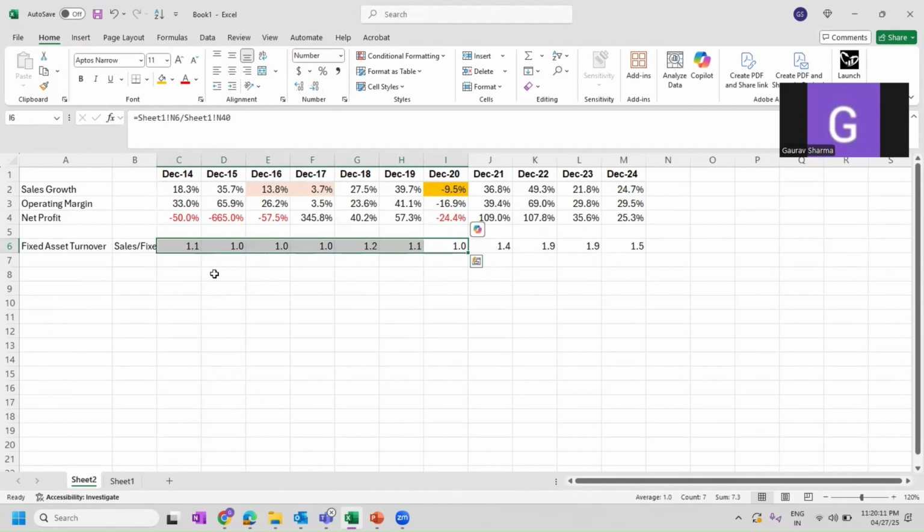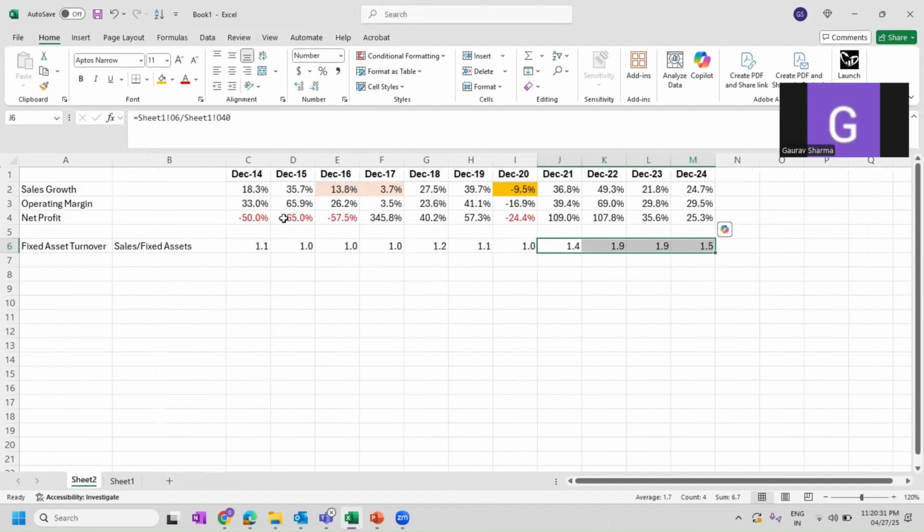Throughout 2020, I was not getting as much as I would have wanted. So my fixed assets are not generating enough sale to recover their cost, right? But after 2020, in the recovery years, my fixed asset turnover has been good. It's in the range of an average 1.7. So if I've invested $1 in the business or 1 rupee in the business, I'm able to earn an average of 1.7 in the last 4 years, which is good news for me. All right. So this is your fixed asset turnover ratio.